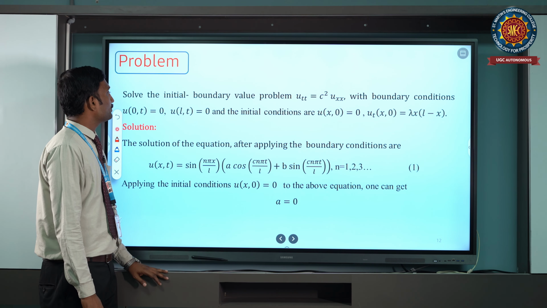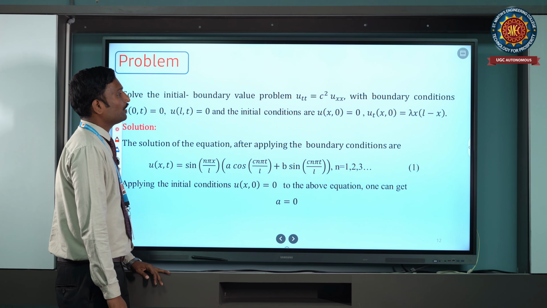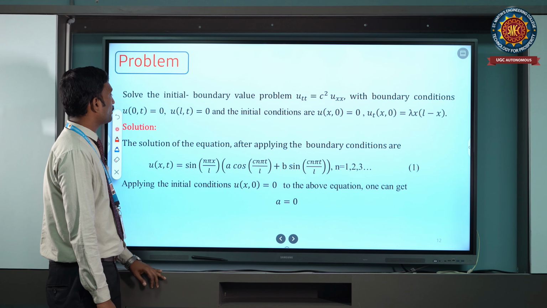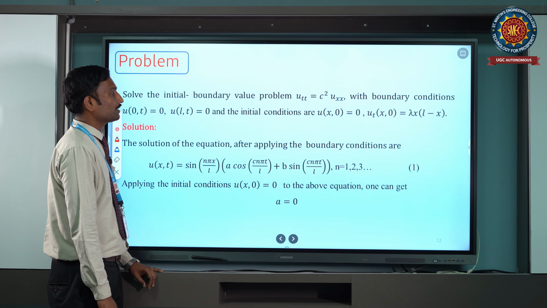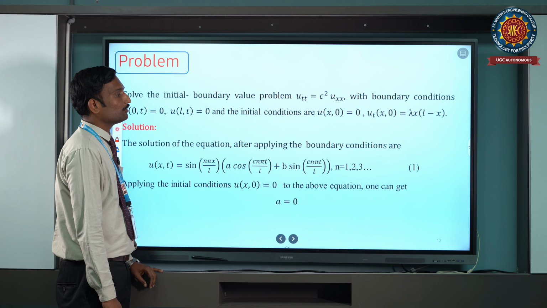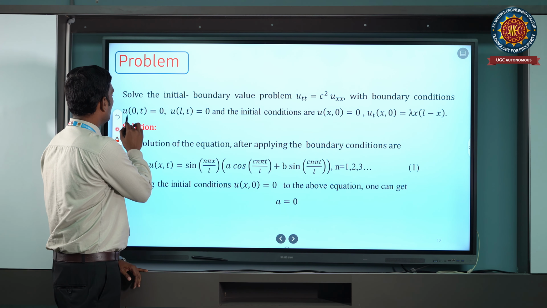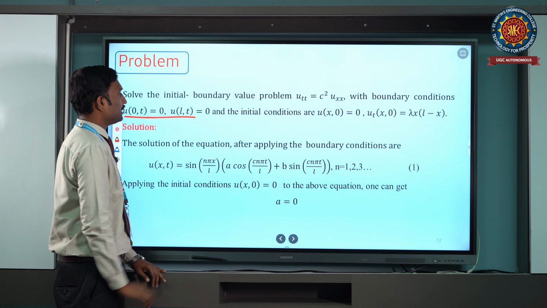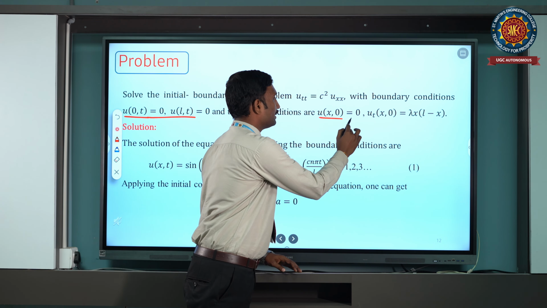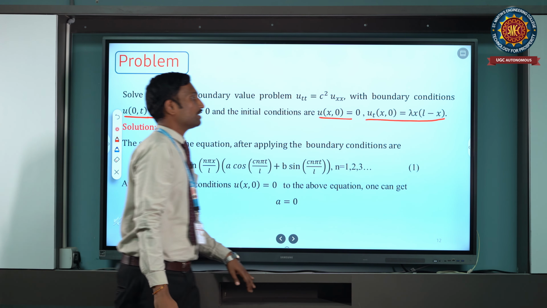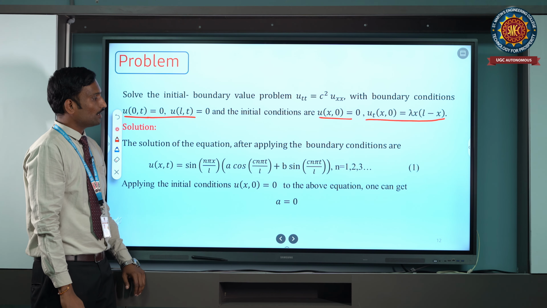Let us go with a problem. Solve the initial boundary value problem u_tt = c² u_xx with boundary conditions u(0,t) = 0, u(L,t) = 0, and the initial conditions u(x,0) = 0, u_t(x,0) = λx(L − x). Here the boundary conditions are the same as we had taken earlier, and the initial conditions are given as u_t(x,0) = λx(L − x) and u(x,0) = 0.